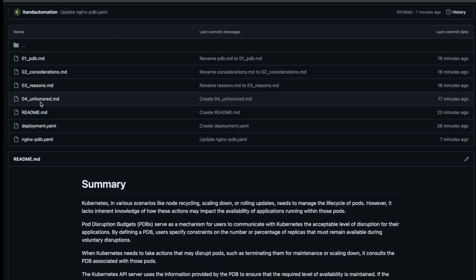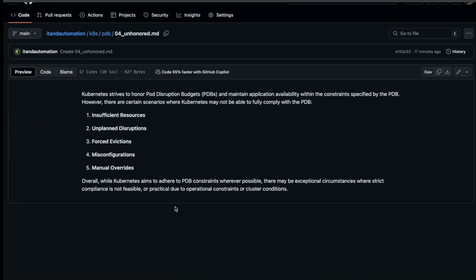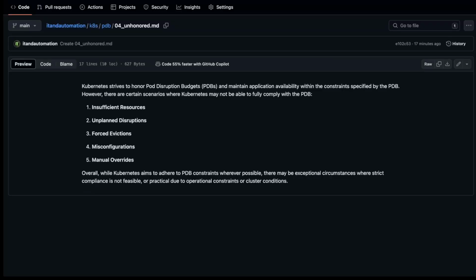But now, not to miss out on this particular topic here: is there a situation where a PDB is not being honored? As I mentioned in this description here, Kubernetes strives to honor the pod disruption budget and maintain application availability. But there are certainly some occasions where a PDB may not be honored fully.